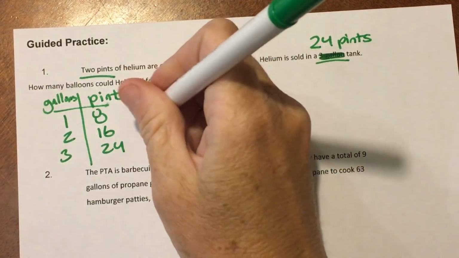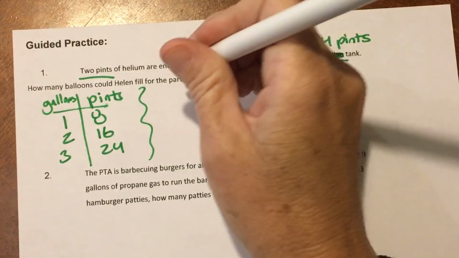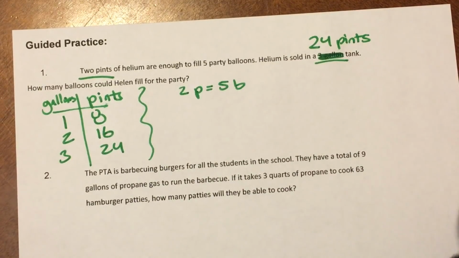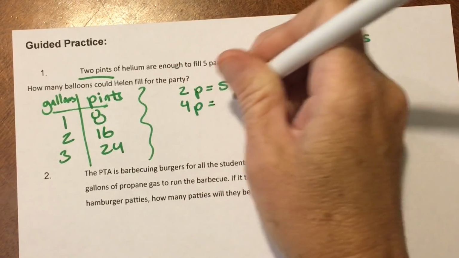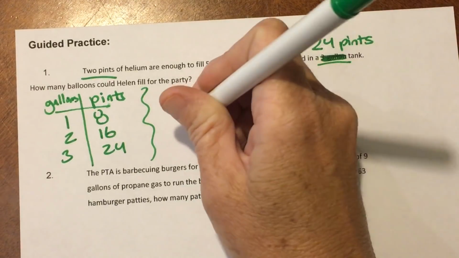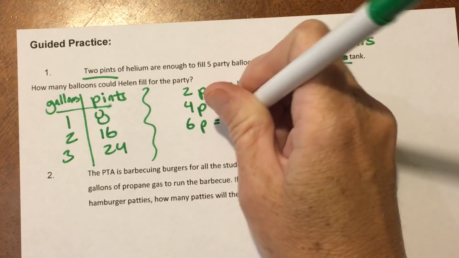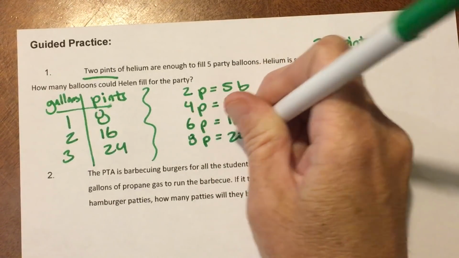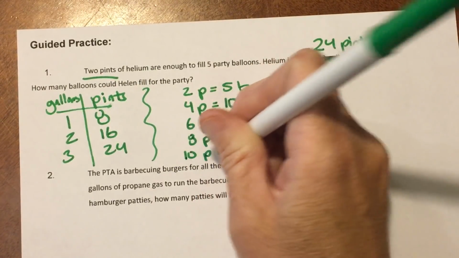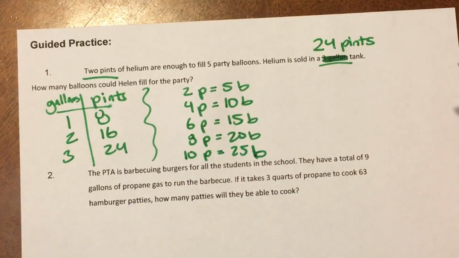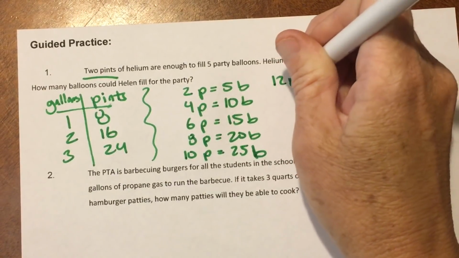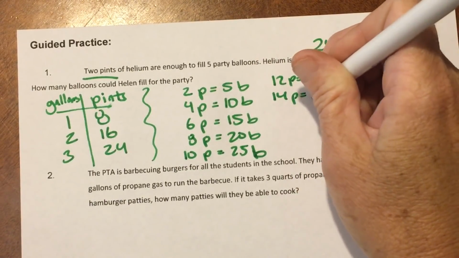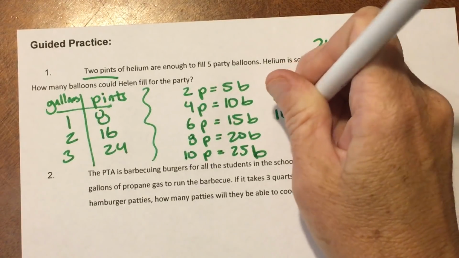Well, now you just have to find a way to attack it. I might do a table and say, with 2 pints, that's gonna equal 5 balloons. So with 4 pints, she can make 5 more balloons. With 6 pints, 5 more. With 8 pints, 5 more. With 10 pints, 5 more. With 12 pints, 5 more. And notice every 2 pints, she can make 5 more balloons.